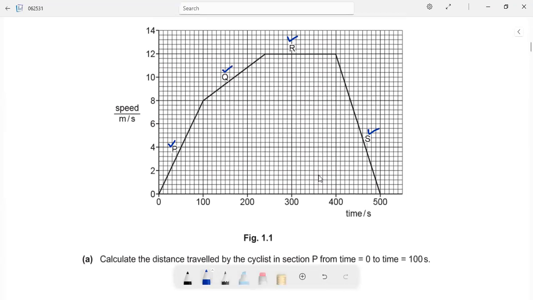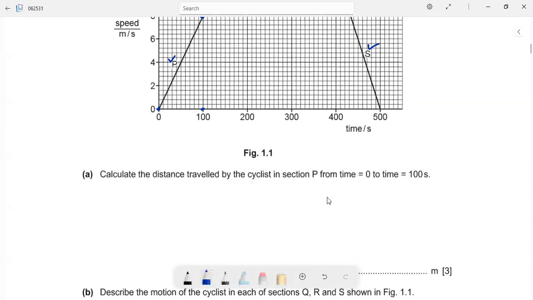So time t equal to 0 to time 100 seconds. We need to calculate the distance. At time t equal to 100, the speed is 8 meter per second. For finding the distance, we need to find the area under this graph. This area is a triangle.